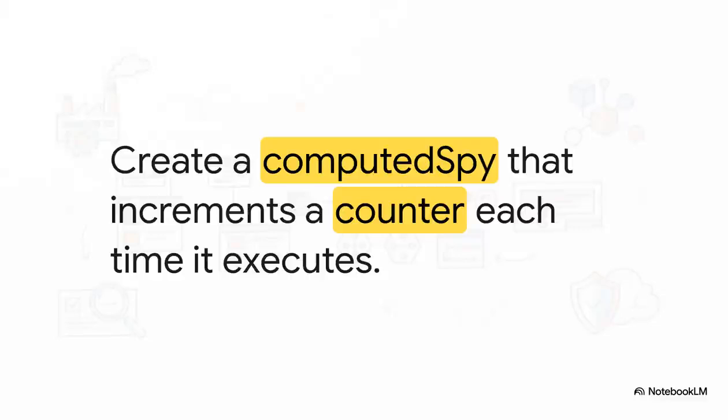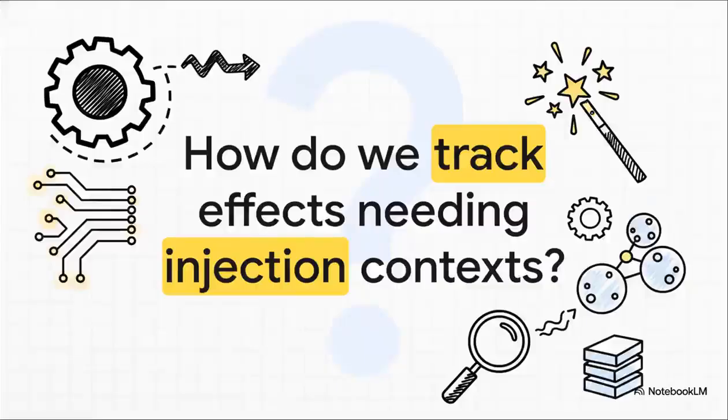Well, you can build a really clever utility for this right into your tests. You just create a computed spy. It's a custom wrapper around your computed signal that simply increments a counter every single time its computation function executes. Then you just check that counter in your assertions to prove definitively that the signal fired. But that brings up a much trickier situation.